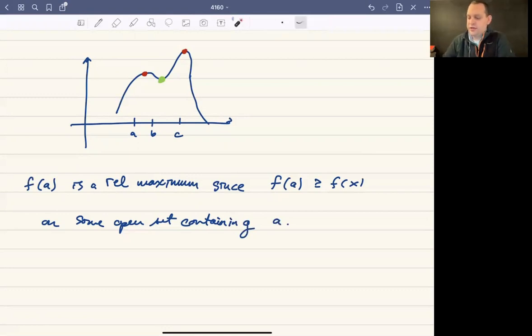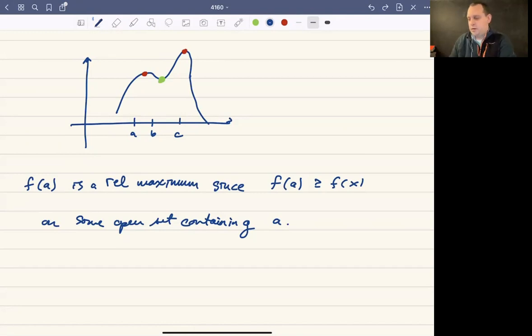So if I only consider values between here and here, in other words, if I erase the rest of this, and consider some open interval that contains A, this picture is now a little misleading, but if I consider just this open set that contains A, then here f of A is the largest value over that open set. That's what makes it a relative maximum. There's some open set where f of A is the maximum. Even going all the way back to Calc 1, that's what we mean when we talk about relative maximums.